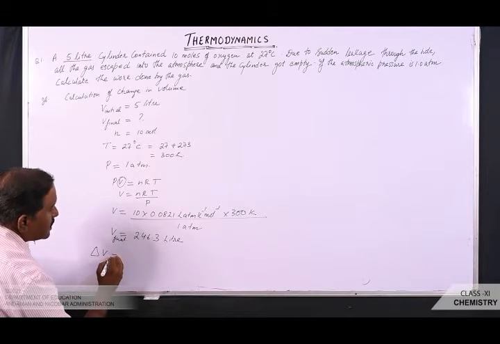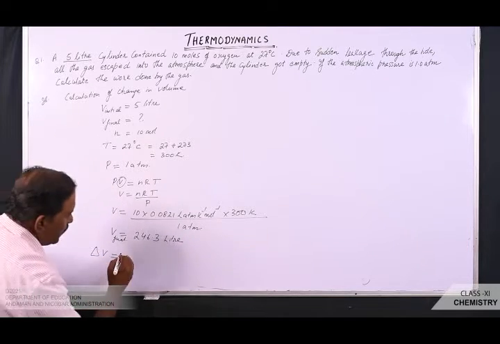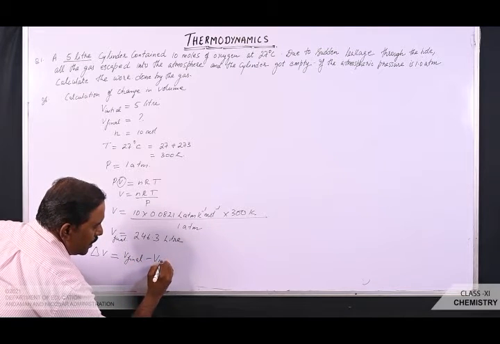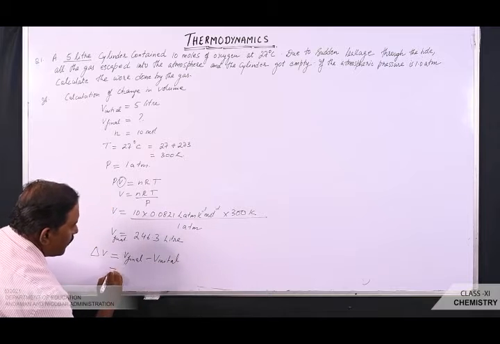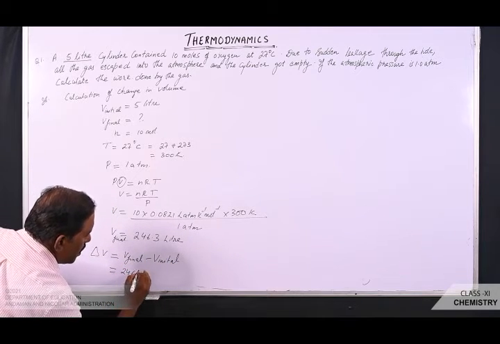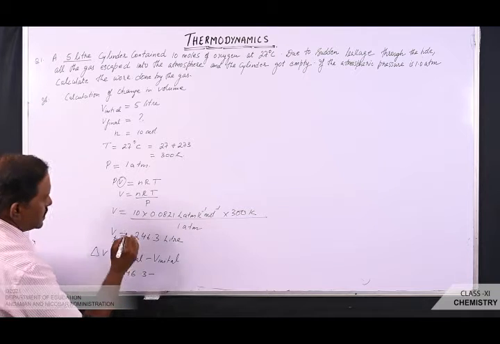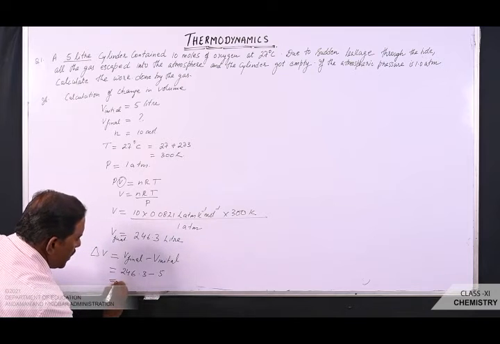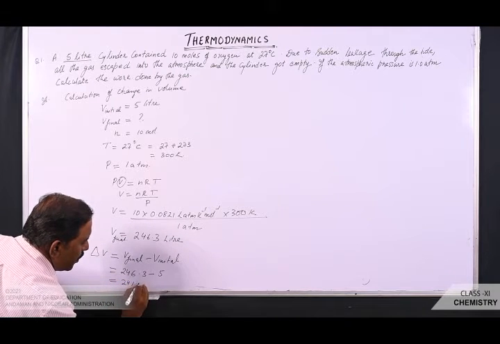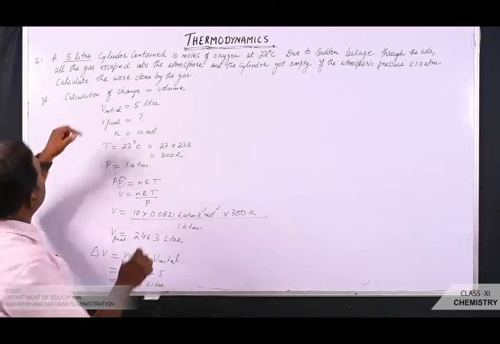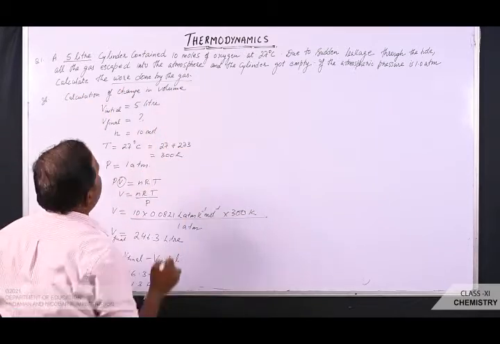Delta V is equal to V final minus V initial. So V final is 246.3 minus 5 liter. So it will be 241.3 liter. Now we will see the work done by this gas.